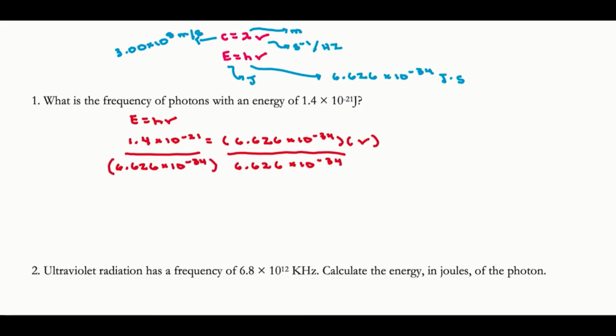So now I can solve for my frequency. And the value that I get unrounded is 2.1129 times 10 to the 12th. Keep in mind, let's figure out how many sig figs. 1.4 has 2 sig figs. 6.626 has 4 sig figs. So I want 2 significant figures. So this is going to be 2.1 times 10 to the 12th. And my units for frequency are going to be seconds to the -1 or hertz.